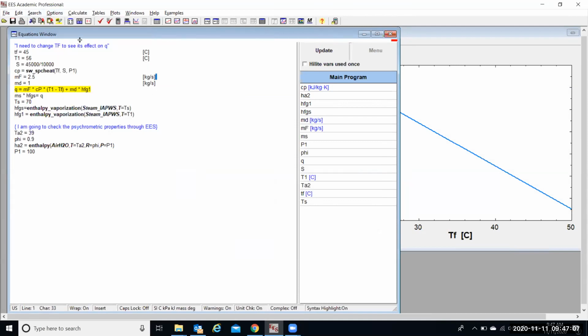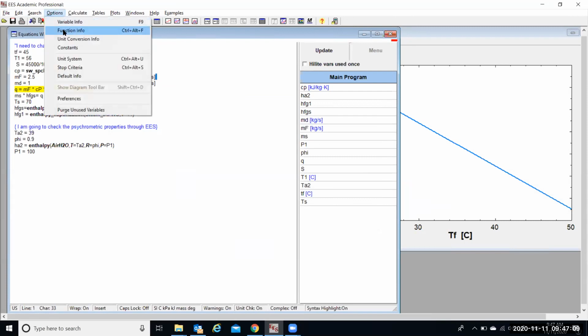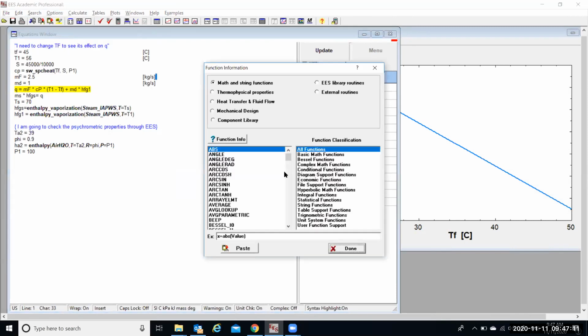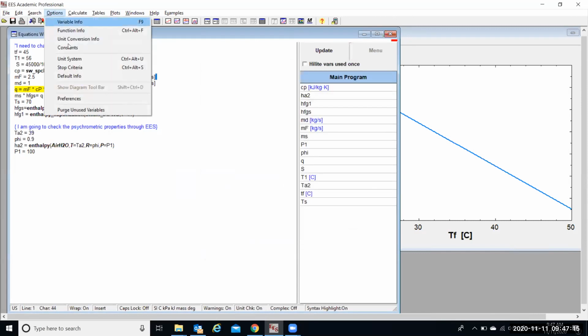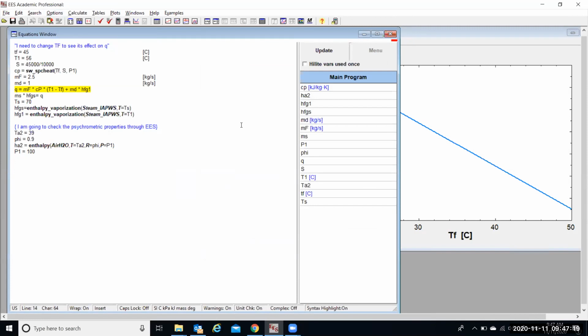So in the options, we have used a couple of things. One of them is the function information. This is where you are getting the properties. And in the options, we are also getting the unit system. So what we've done here so far is some sort of a brief introduction to the software, how you can write equations in, how you can solve it, how you can make a parametric table and plot your results.